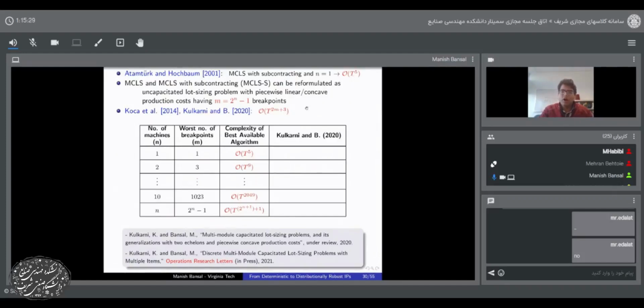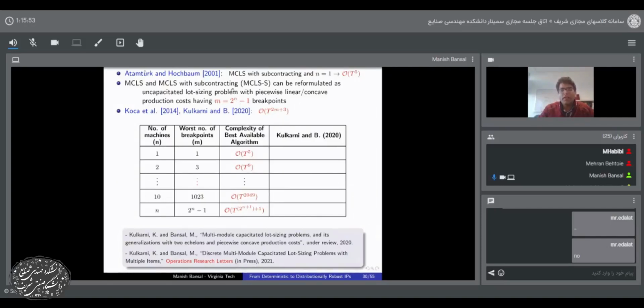So we started looking at how we can solve this problem using a dynamic programming approach. One way we realized is we can reformulate these problems into an uncapacitated lot sizing problem with piecewise linear or concave production cost. But the number of breakpoints needed for this function will be exponential, which is 2 to the power n minus 1.